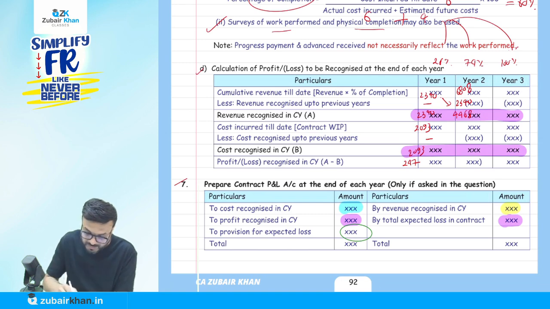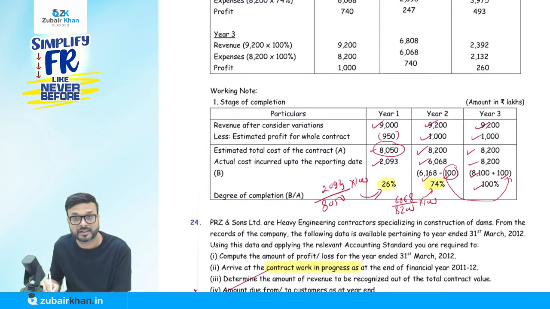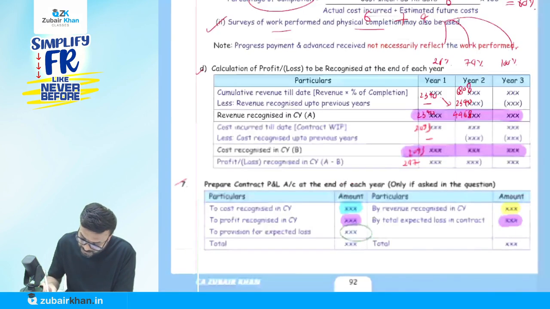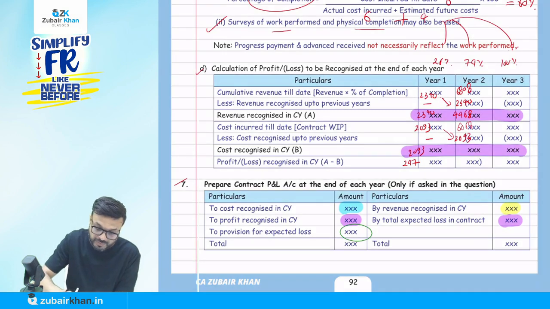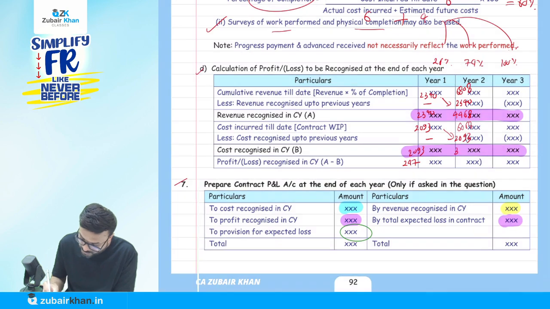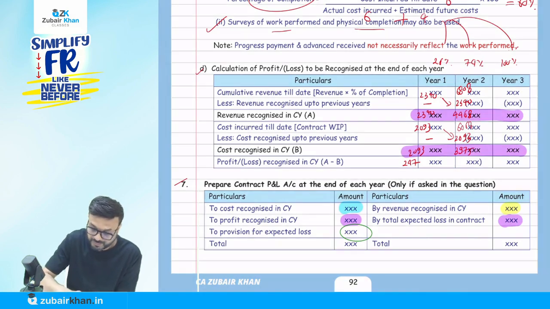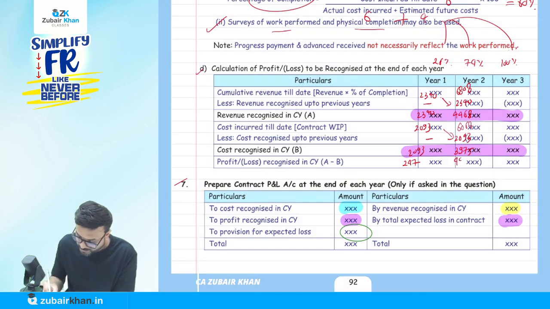4468. How much is the cost till the end of the second year? 6068. How much did you recognize previously? That is 2093. So 6068 minus 2093, how much is that coming to? 3975. So here 4468 minus 3975, that is coming to 493. Simple.